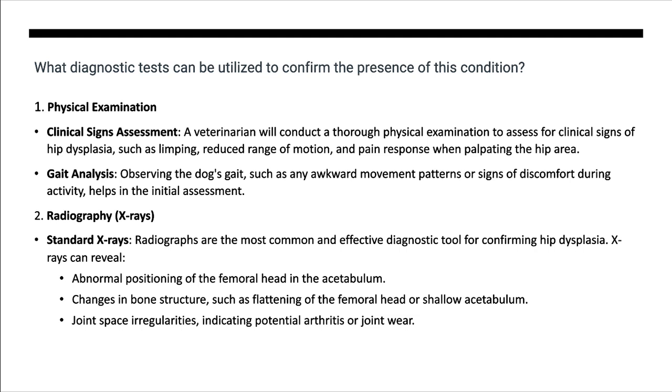And then secondly, which was most important in my opinion, are those standard x-rays. Radiographs are the most common and effective diagnostic tool for confirming hip dysplasia. X-rays can reveal abnormal positioning of the femoral head, changes in bone structure, and also joint space irregularities.